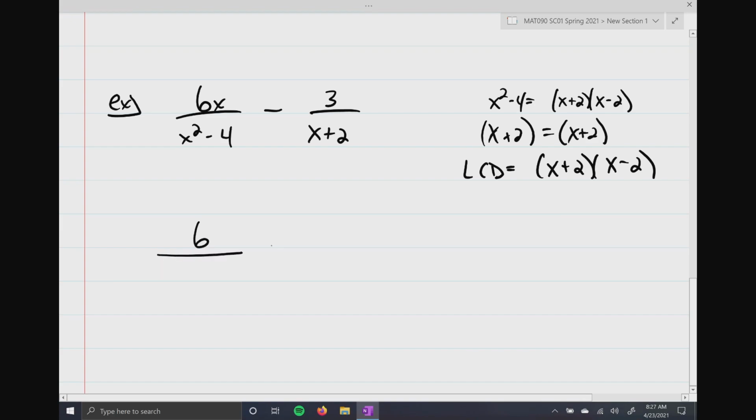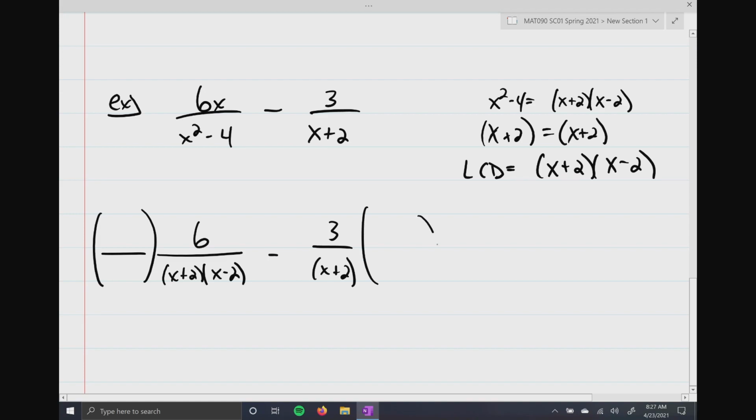So, what I'm going to do now is try to build my equivalent fractions. So, I know I'm going to multiply the first fraction by something and the second fraction by something. I'm going to do the checkmark game again. I'm going to look at my first denominator, which is x plus 2 and x minus 2. I compare that with my LCD.